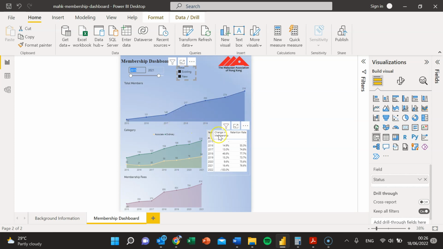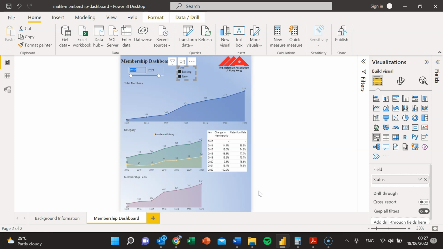As you can see, MAHK is doing exceptionally well. The total members in 2021 represent an increase of 16.4% from 2020. We are also seeing positive growth in associate and ordinary members. The table here is significant to the executive committee. It shows a detailed yearly growth rate in membership and the retention rate.